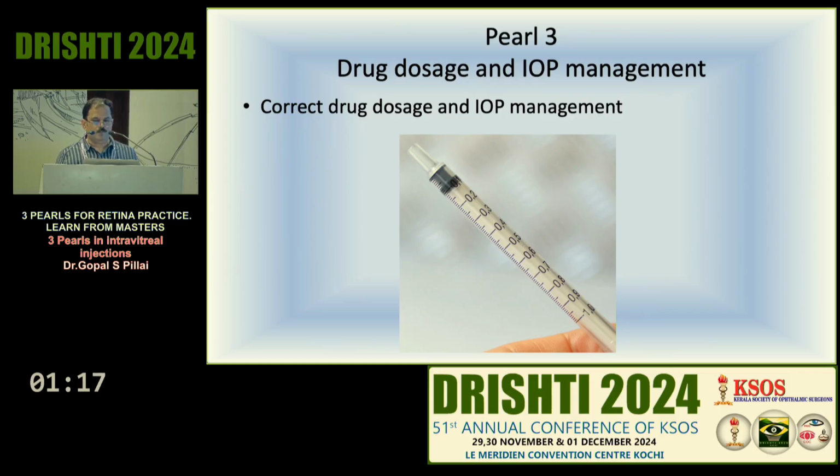Pearl number 3, drug dosage and IOP management. We have a 1 ml syringe in which we usually require 0.05 ml to go inside the eye. If you draw the syringe to 0.1, there is some dead space in the hub of the syringe as well as in the needle. Make sure this dead space is filled with medicine, and then your piston goes up till about 0.05 ml, so that only that much volume can go in.